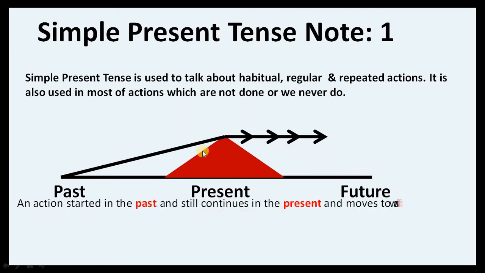So what is all about it? This graph represents an action that started in the past, still continues in the present, and moves towards the future. Yes, it moves towards the future and still continues. Remember, this is the key factor of it.